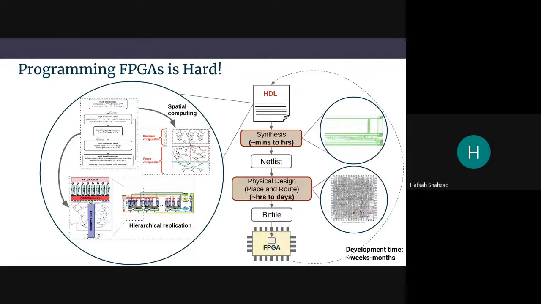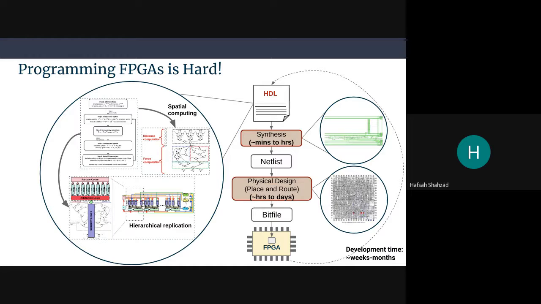One of the reasons the potential of FPGAs is still largely untapped is that programming FPGAs is really hard. A typical development time can take on the order of weeks to months. This is because coding for CPUs is sequential in nature. We write code and each of those instructions is executed one after the other. But programming hardware is entirely different from programming software. For FPGAs, we have hardware description languages, which are spatial in nature. So this means that literally hundreds and thousands of lines of code will be executed simultaneously on an FPGA.